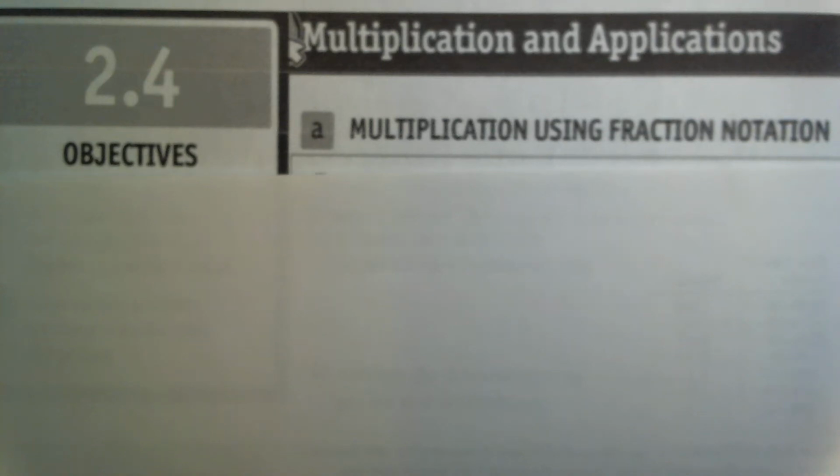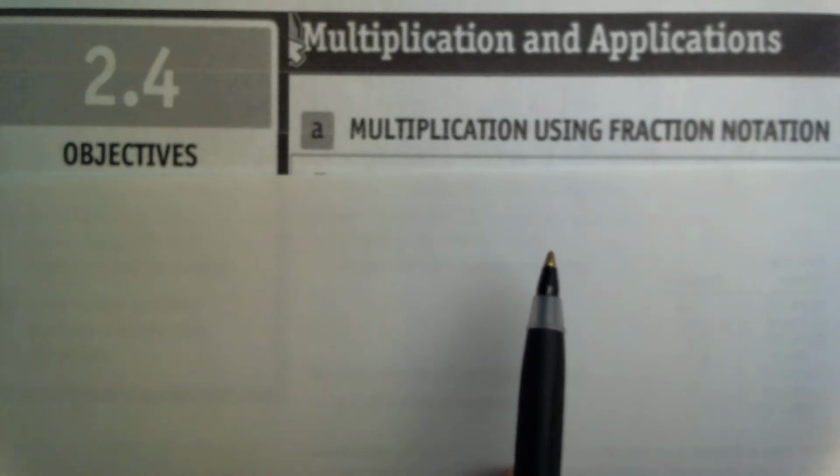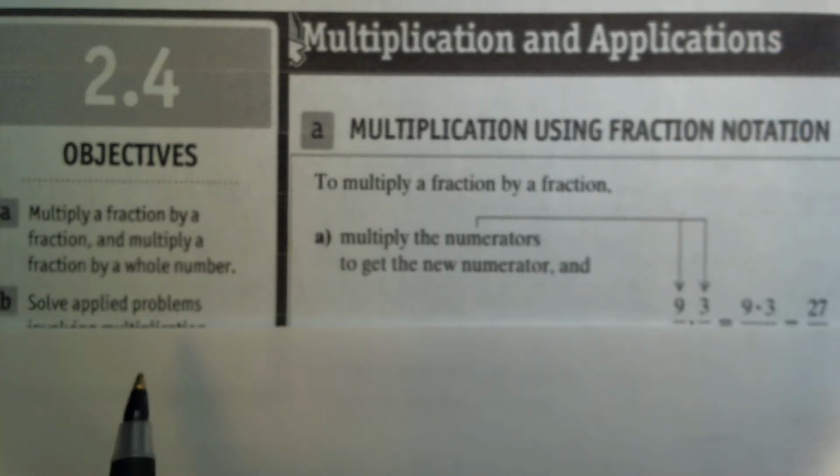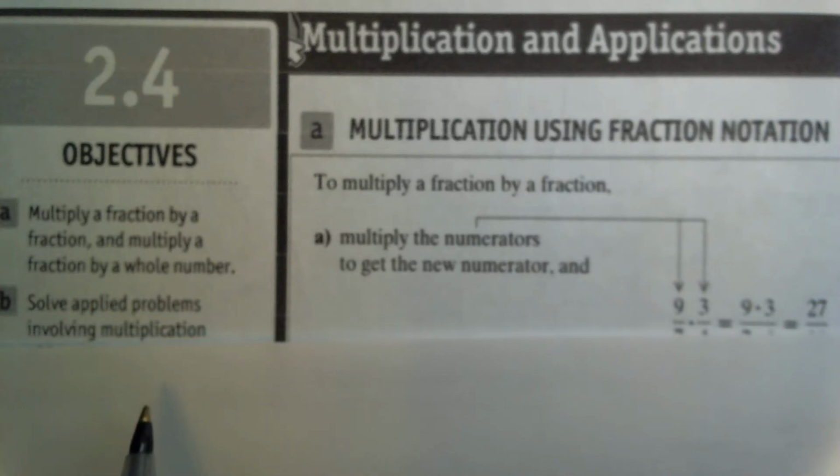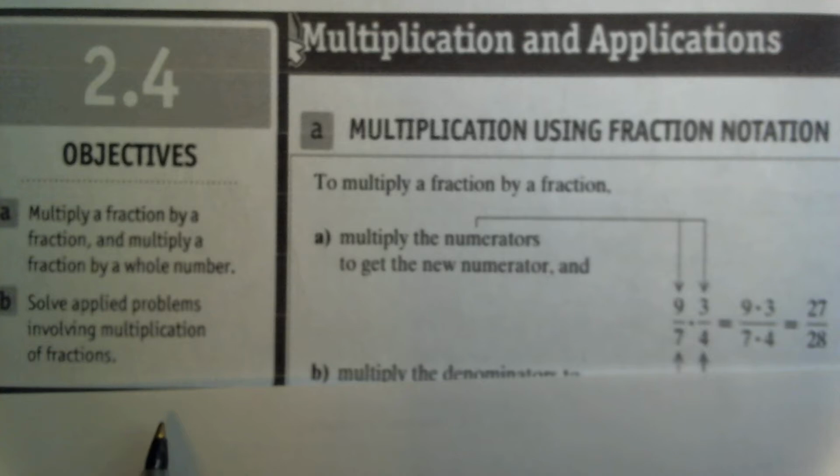This section of Chapter 2, Section 2.4, deals with the multiplication and applications of fractions. And so here are two objectives. Number one, to multiply a fraction by a fraction and multiply a fraction by a whole number. And then we solve applied problems involving multiplication of fractions.